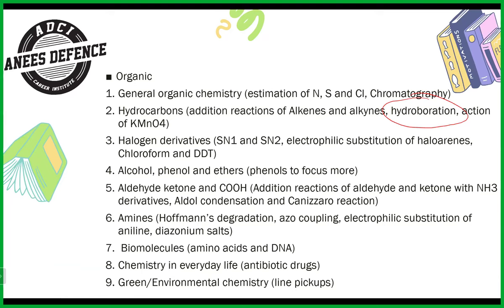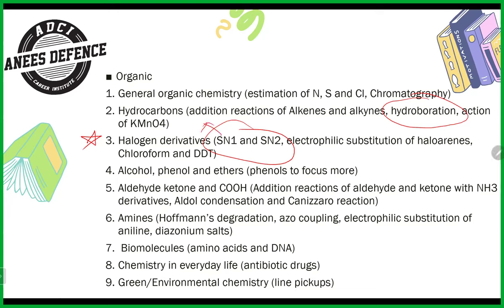And halogen derivatives. In halogen derivatives, there is a topic called SN1 and SN2 reactions. This particular topic is also in the 11th standard. Why they have mentioned SN1 and SN2 in halogen derivatives is because halogen derivatives are the basic compounds which undergo substitution reactions. Alcohols and phenols also undergo substitution reactions, but halogen derivatives are the prime candidates for substitution reactions. That is why SN1 and SN2 is given there.